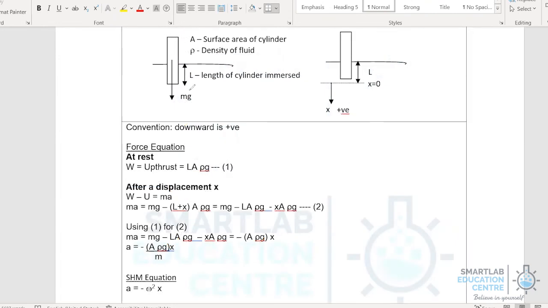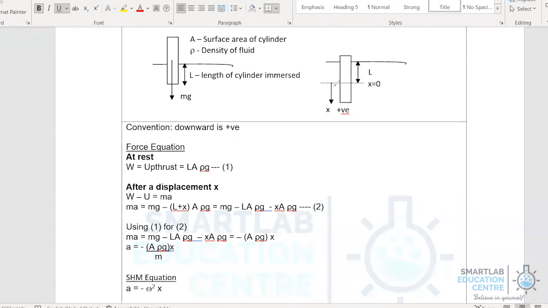Let's take a look at the floating cylinder. Initially the cylinder is at rest and the weight is equal to the upthrust. So from there, we can say W is equal to L A rho g. L is the length of the cylinder that's submerged under water, A is the cross-sectional area of the cylinder, while rho is the density of the fluid.